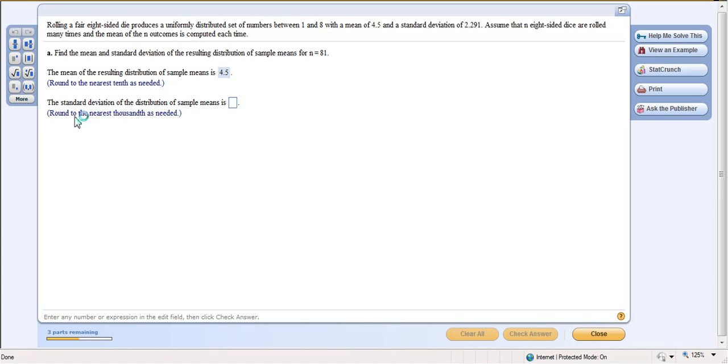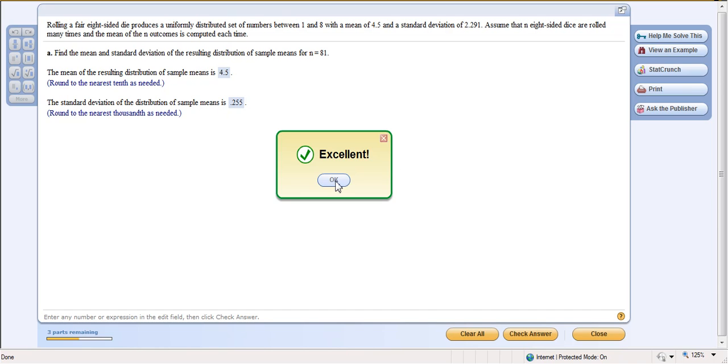So it says round to the nearest thousandth. So that's 3 decimal places. I'm going to put in 0.254, but I'm going to round that, so I'm going to make it 0.255. Check answer. Excellent. Okay, so we got that.